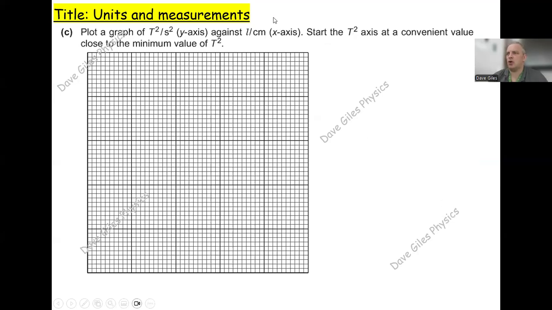Then plot a graph of T squared against L. Start the T squared axis at a convenient value close to the minimum value of T squared.